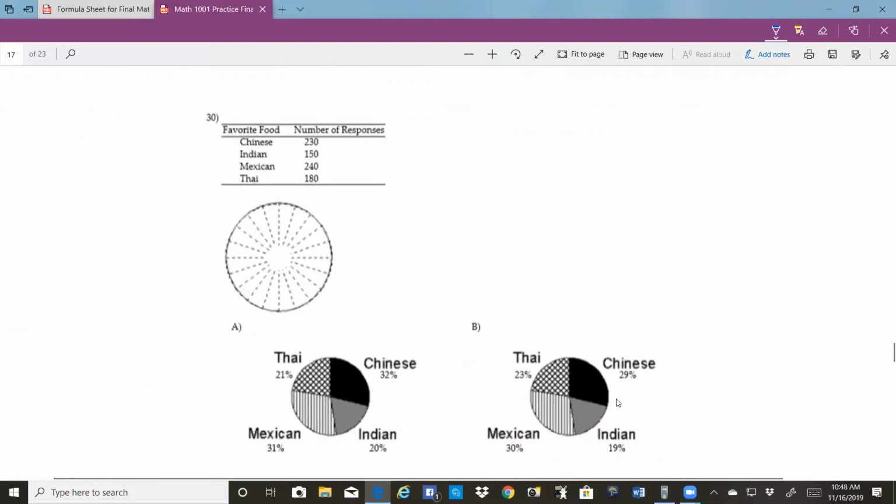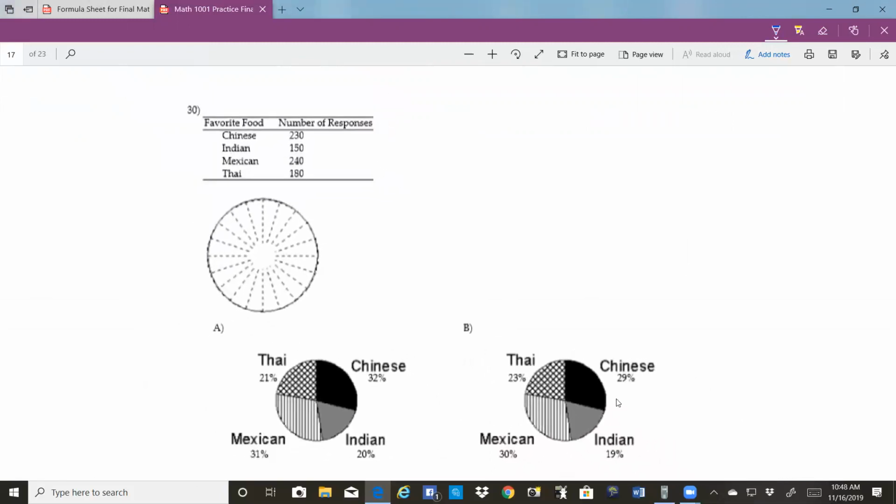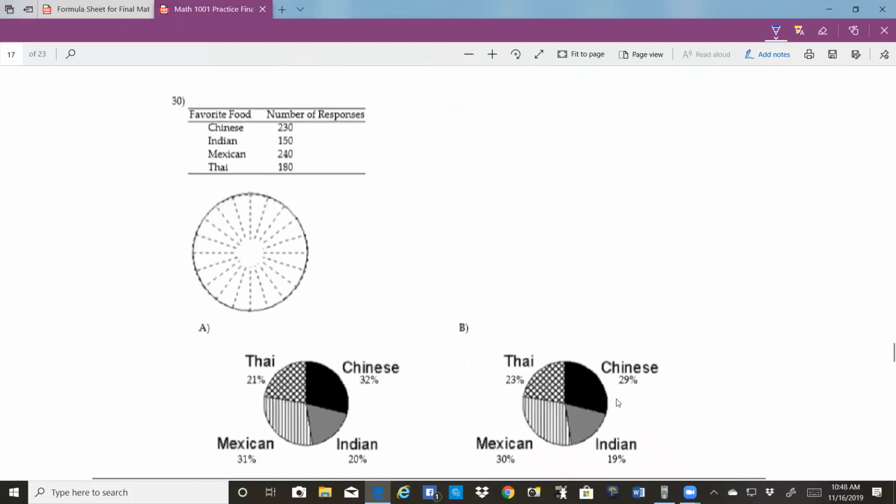We want to create, problem 30, a pie chart. Favorite food: Chinese, Indian, Mexican, and Thai. This is the number of responses. The total responses, if you add them all up, is 800.